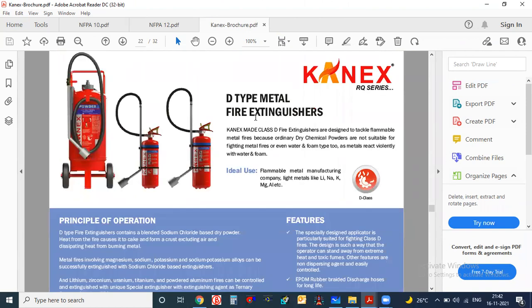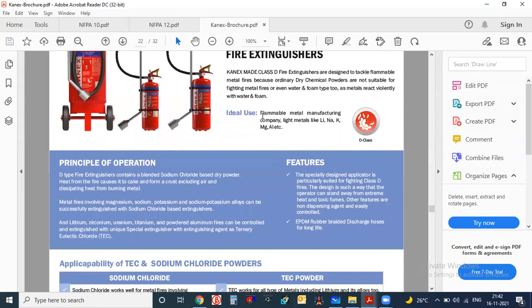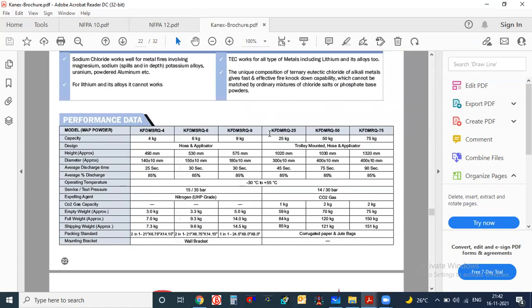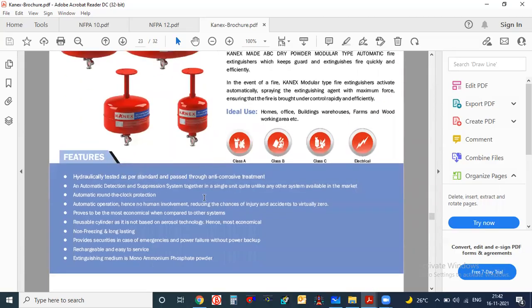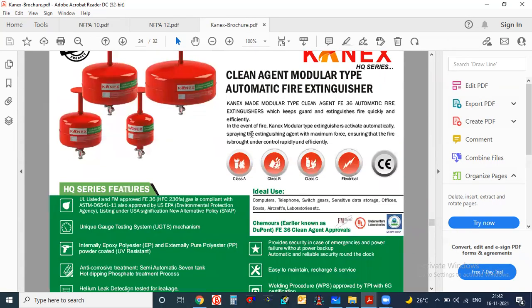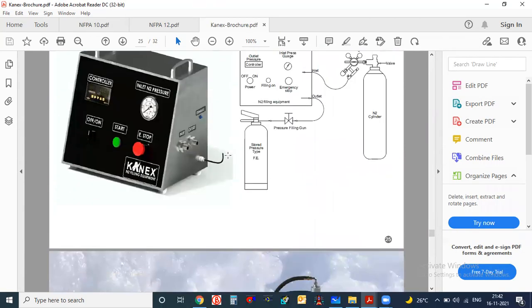D-type metal fire extinguishers. This is the special fire extinguisher made only for combustible metals. Okay, D-type, and the ranges are given up to 75 kg. And throw is also given. So you just have to check the average discharge time. Then this is the modular type of fire extinguisher. Clean agent modular type. So many things are given here.